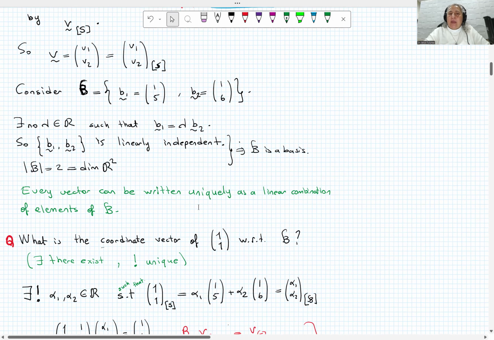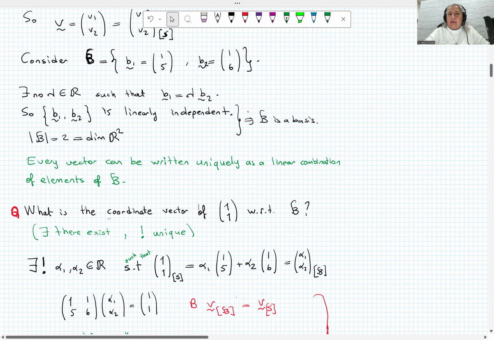Now consider another basis, which is not a standard basis. B is a set of the two vectors, B1 and B2. This is certainly a basis for R2 because you have two vectors and they are clearly linearly independent. Why? Because there is no lambda such that B1 is equal to lambda times B2, which means they are not multiples of each other. So they are linearly independent.